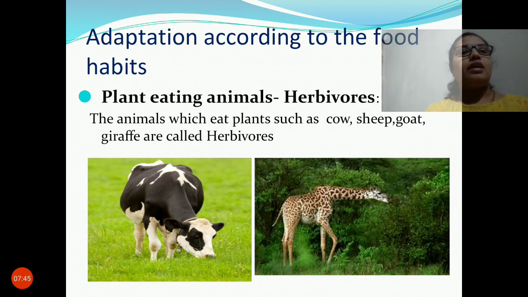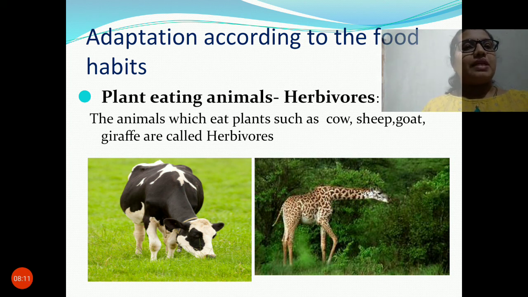Then adaptation according to the food habits. Before, we have seen animals classified according to the surroundings. Let us see how the animals adapted according to the food habits. Plant eating animals are called herbivores.